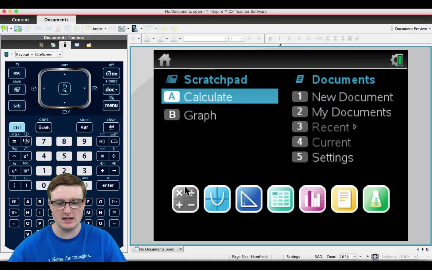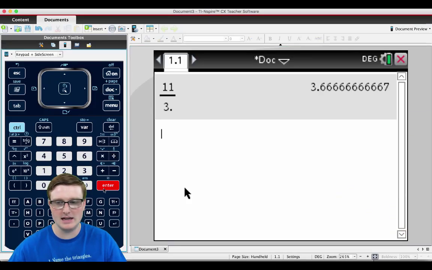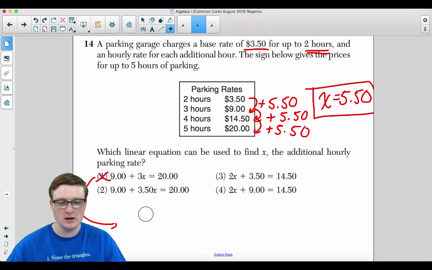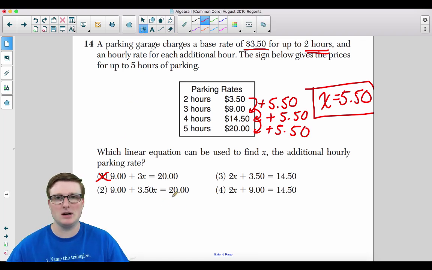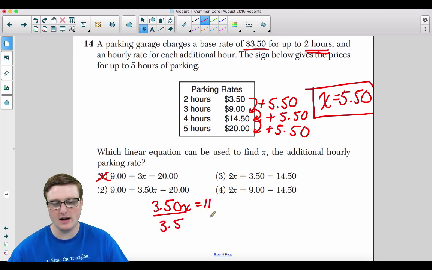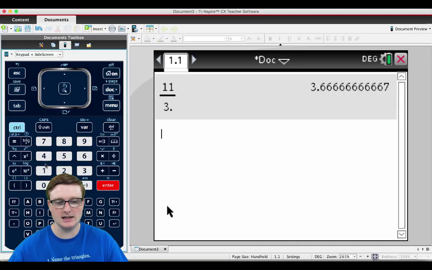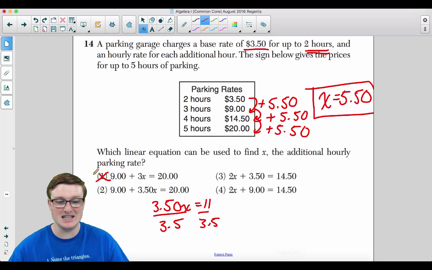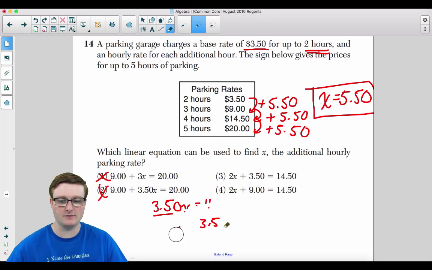11 divided by 3 is 3.6, so that makes no sense. Choice 2 is saying $9 plus 3.5x is equal to $20. Well, that's 3.5x is equal to 11, when you subtract the 9 over and then you divide by 3.5 on both sides, and that is 11 divided by 3.5. That's 3.14. That makes no sense either. We're trying to find 5.5.